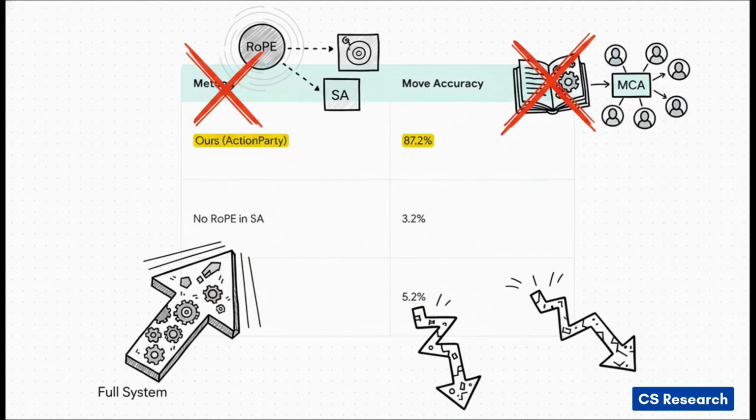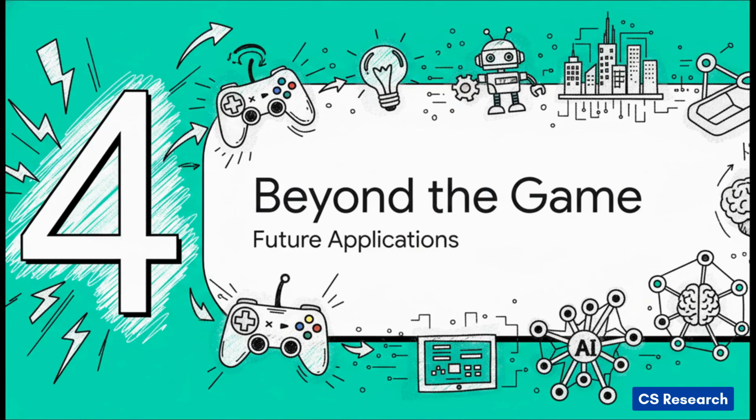And the numbers here just confirm what our eyes are telling us. With the full system, you're getting over 87% accuracy. You take away the rope spotlight, and it plummets to 3.2%. You take away the cross-attention rulebook, and it drops to 5.2%. This proves without a doubt that every single piece of this architecture is absolutely critical for its success. So it's pretty clear Action Party is a game changer for creating controllable AI inside virtual worlds.